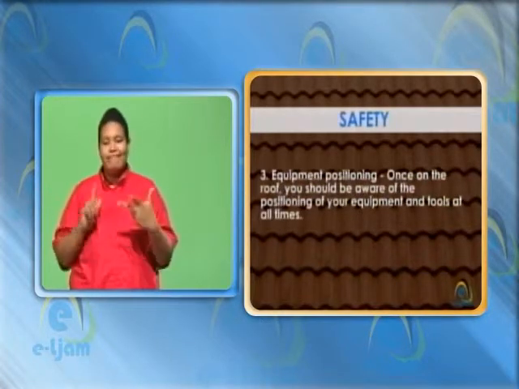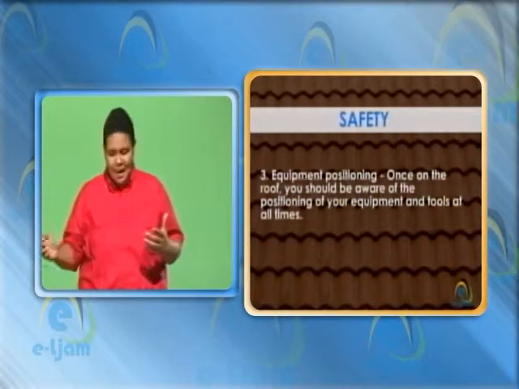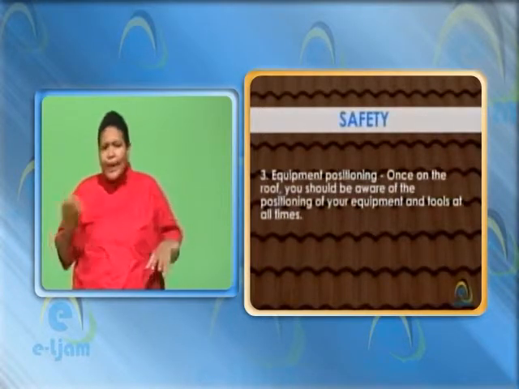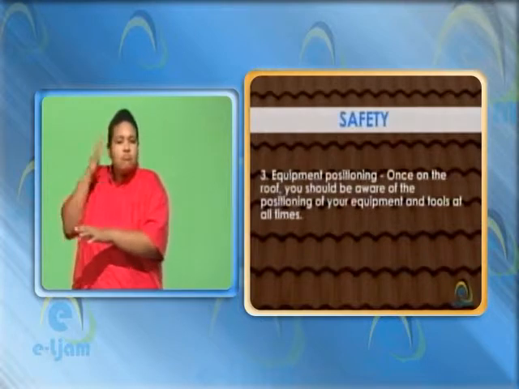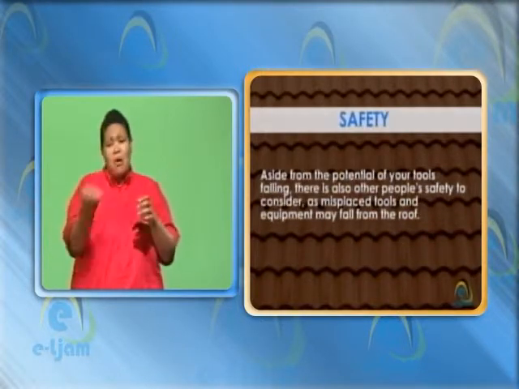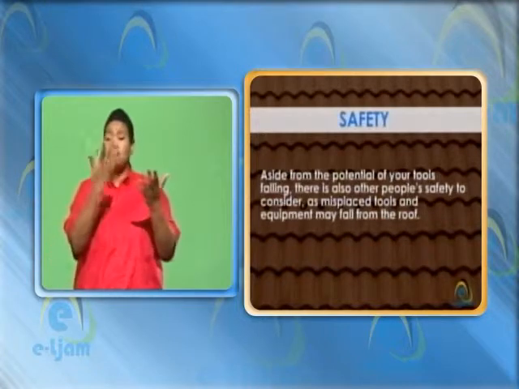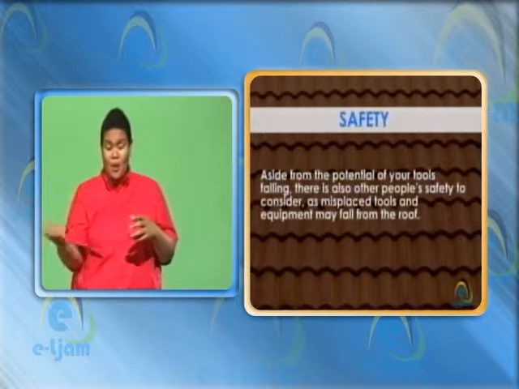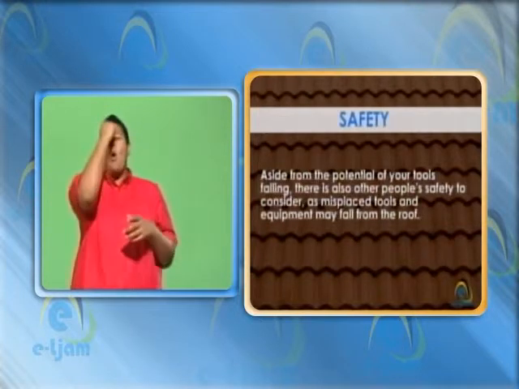3. Equipment positioning. Once on the roof, you should be aware of the positioning of your equipment and tools at all times. Aside from the potential of your tools falling, there is also other people's safety to consider, as misplaced tools and equipment may fall from the roof.